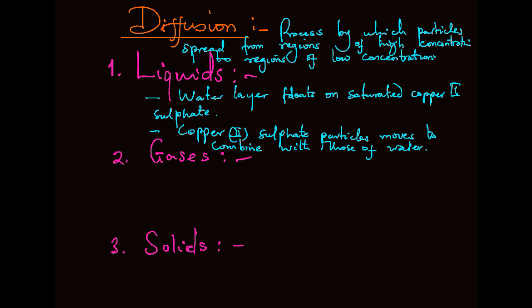To demonstrate diffusion in gases, we need two jars and bromine gas. A gas jar containing brown bromine gas and covered with a cardboard is placed in contact with an open end of another gas jar of similar diameter.